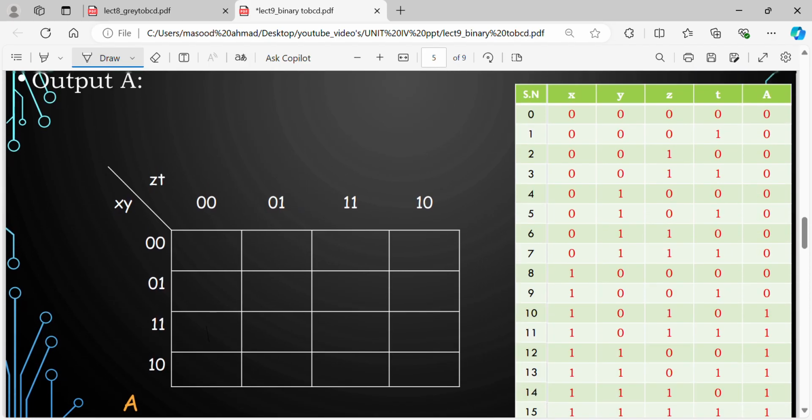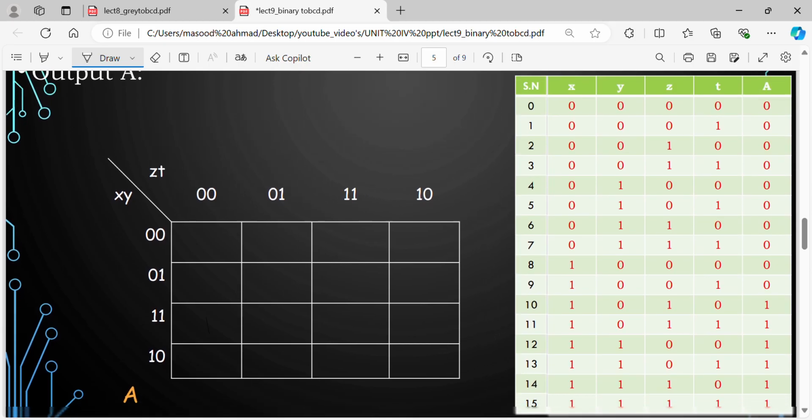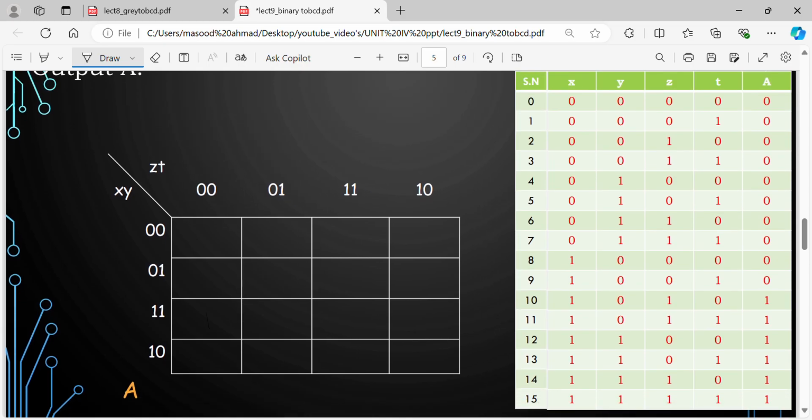So here you can see X, Y, Z, T are the inputs, the binary inputs. This is the BCD output. For the very first case, in step 2, what does step 2 say? Step 2 is where we are trying to write the expression for output in terms of input. What is the output? A. Which is a function of what inputs? X, Y, Z, T. This is exactly the thing.